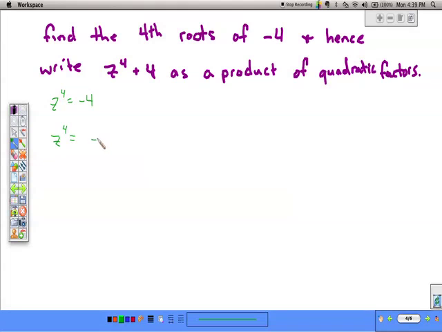So z to the fourth equals 4, the modulus of -4 plus 0i. Visually on an Argand diagram, 0i would be on the x-axis, -4 in the real direction would be over here. So the modulus is 4, CIS, and the angle is going to be pi, or plus any coterminal angle.